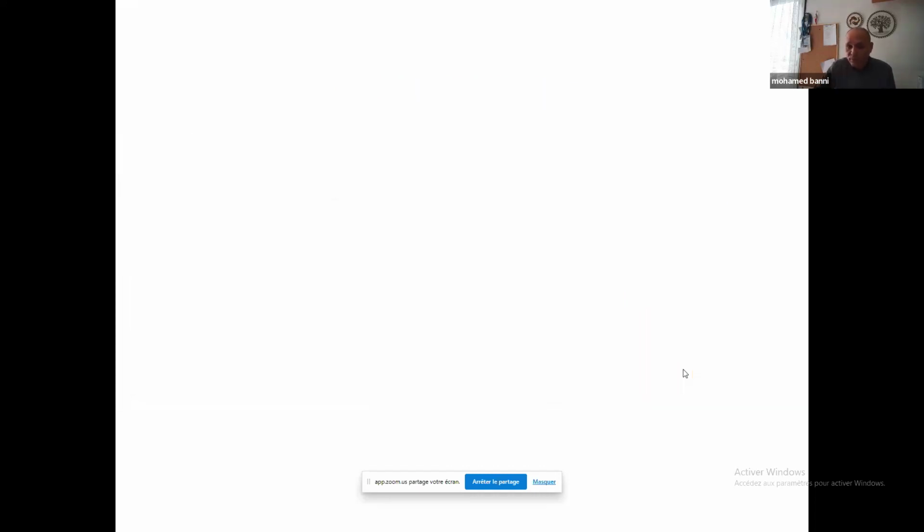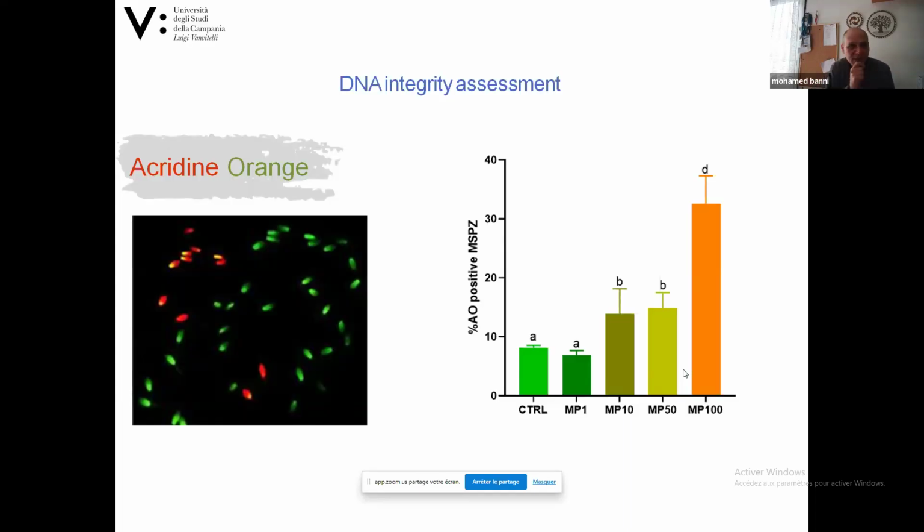Then further, sorry, I don't have the data here, but we established also that the integrity of DNA was altered because we depicted a phenomenon of apoptosis that is manifested by an increase of BAX and a decrease of BCL2 proteins and of cytochrome C release also. So it is a physiological study.